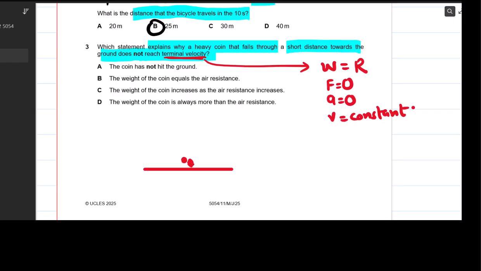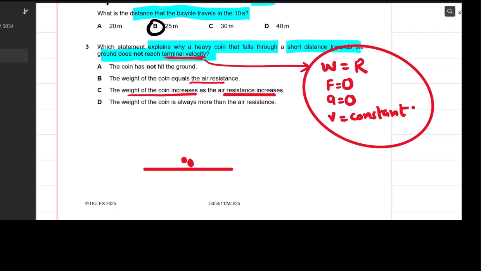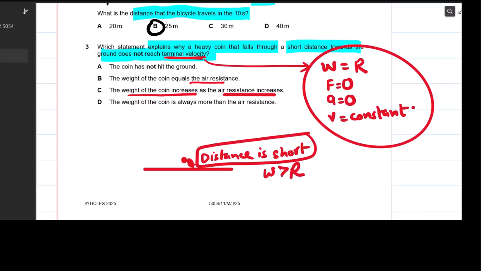So option A is the coin has not hit the ground. No, it is not right. The weight of the coin equals the air resistance. No, if it happens, then these conditions are met. The weight of the coin increases as the air resistance increases. No, weight always remains constant. The weight of the coin is always more than the air resistance. Yes. Because this distance is very small. Distance is short. So actually weight is greater than resistance.